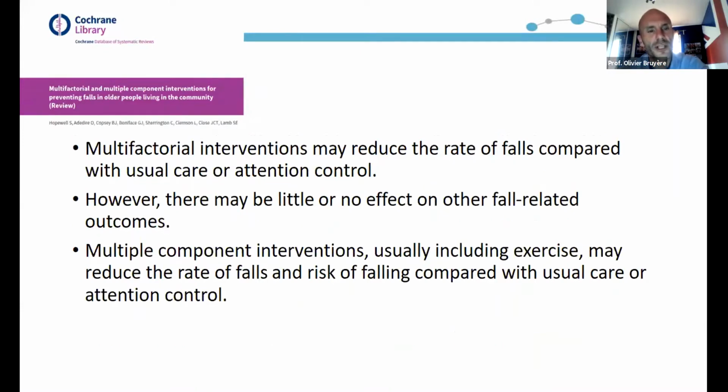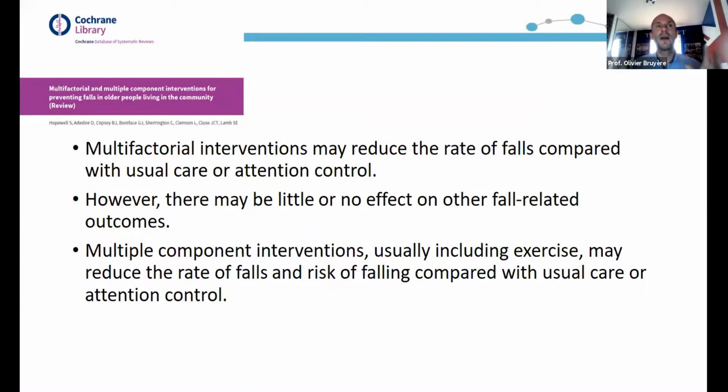It has also been suggested that multifactorial intervention could reduce the rate of falls. So multifactorial, by definition, means we try to have an impact on or to target different factors associated with the risk of falls. And it's mainly the effect on muscle strength, on body balance, and also on the nutrition and the poor nutrition of the patient.